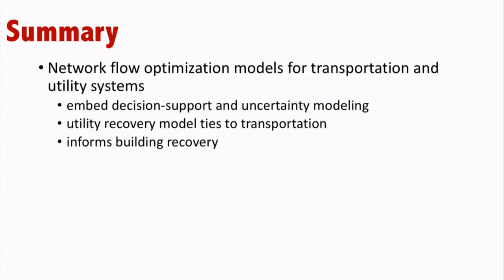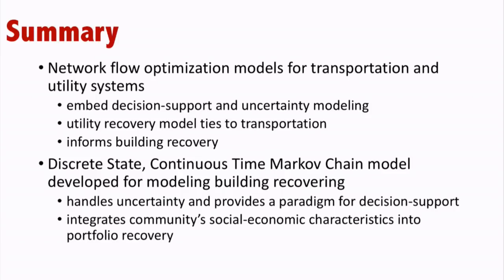In summary, we have a network flow optimization model for the transportation and utility systems, which embed decision support and uncertainty modeling. The utility recovery model ties back to the transportation system and informs the building recovery. The discrete state continuous time Markov chain model that we developed for modeling building recovery handles both uncertainty and provides a paradigm for decision support and/or optimization. And as a perfect segue into the next presentation, it integrates community social economic characteristics into the portfolio recovery itself.